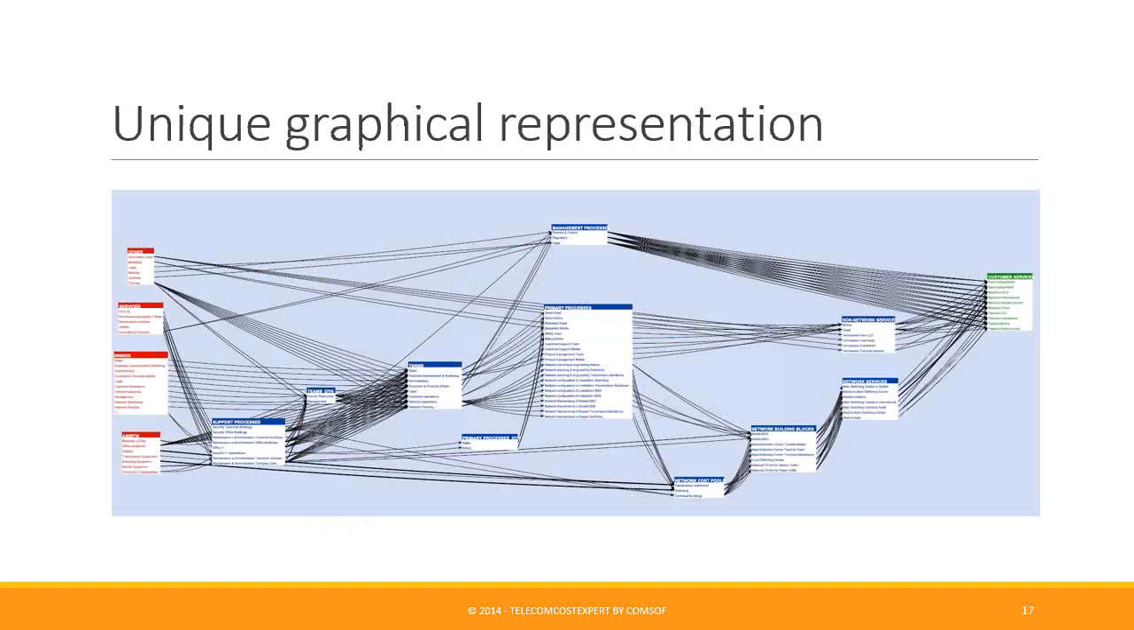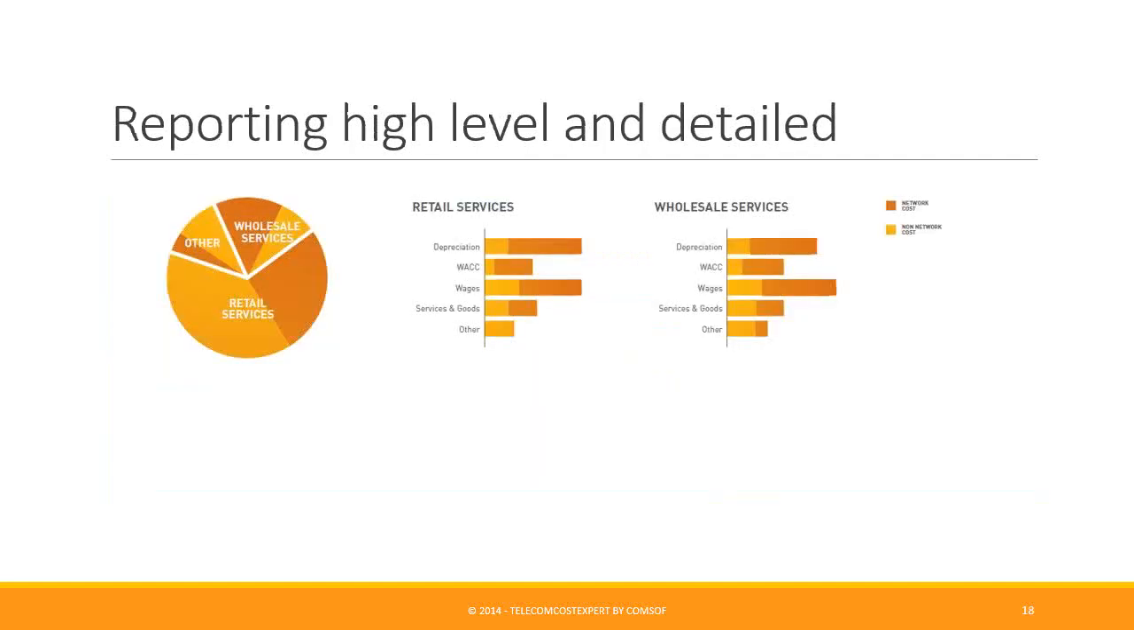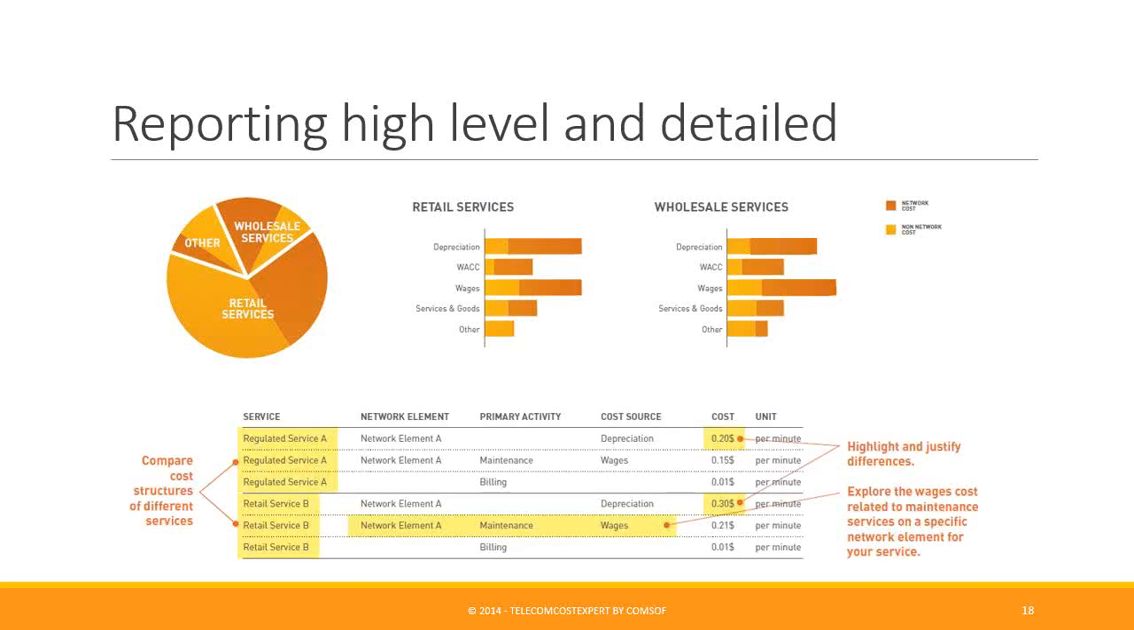And this is a graphical representation. So it's more or less based on what I've shown a few slides before. So on the left-hand side, the red blocks are the input costs, right-hand side are the services, and in between you have a number of allocation steps. So it's quite unique in this respect. And of course, based on your tabular reports, you can derive quite a lot of information. And these are some examples of results that we can get out there. So you can model retail services, wholesale services, divide into network costs, non-network costs, and so on.